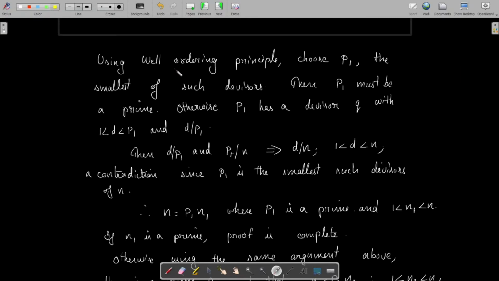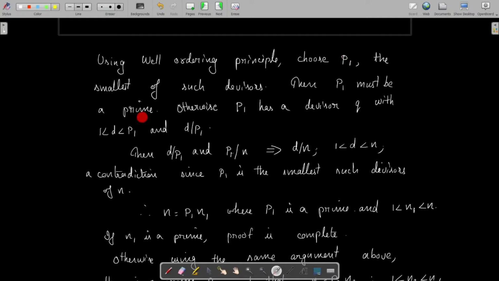So given an integer which is not a prime number, it may have many divisors. If we consider the set of all such divisors which are greater than 1, we can use the well ordering principle. Well ordering principle says that any non-empty set of positive integers has a least element. So we can choose p1, the smallest of such divisors.